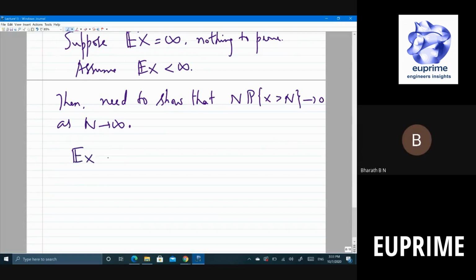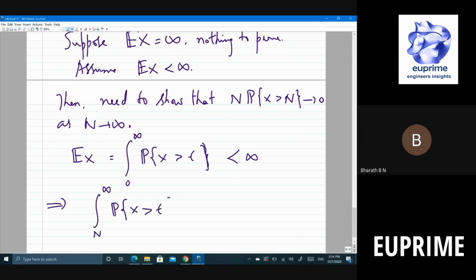The expected value of x, I can write this as the integral from 0 to infinity of the probability of x greater than t. Do you agree? So I'm saying this is less than infinity. So what does this mean? This means that if I integrate from some n to infinity the probability of x greater than t, dt, this goes to 0 as n goes to infinity, right?